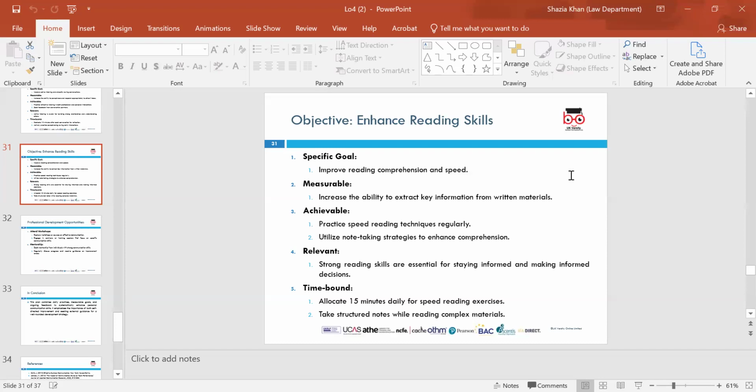And the time bound here would be to allocate yourself 15 minutes daily for speed reading exercises, because they will help you judge whether you're going too fast or too slow. Take structured notes while reading complex materials.